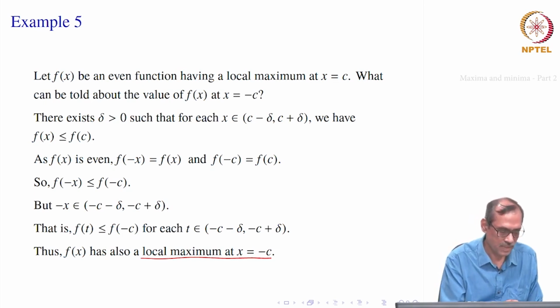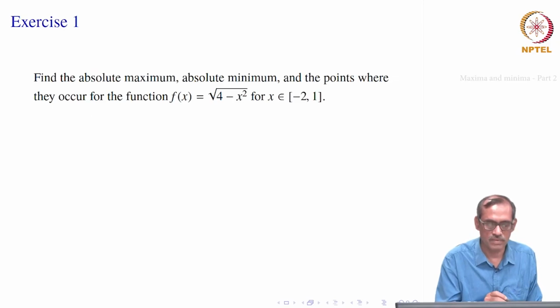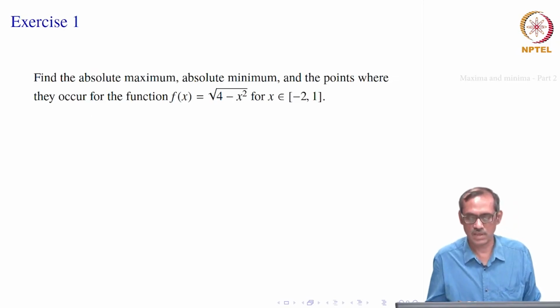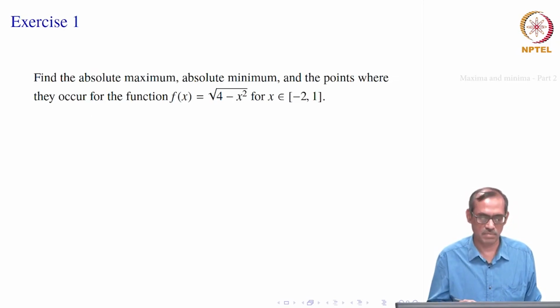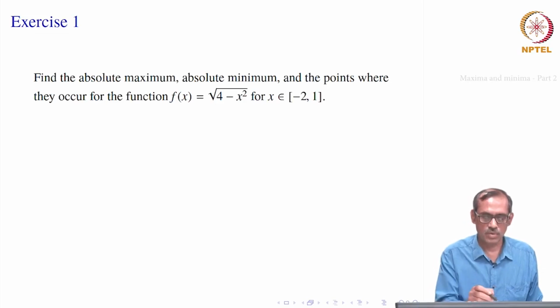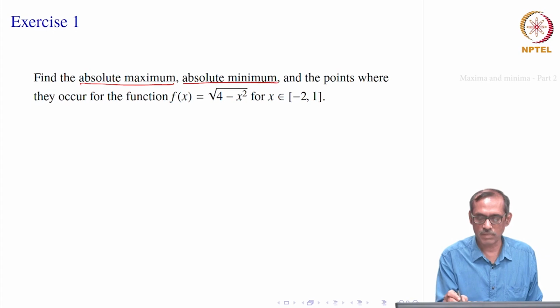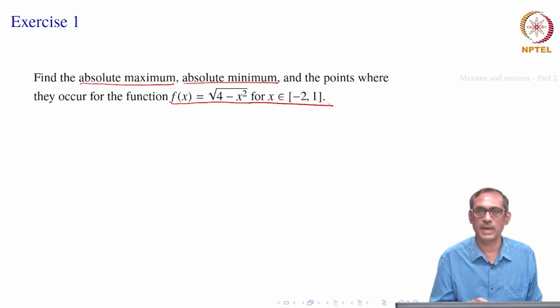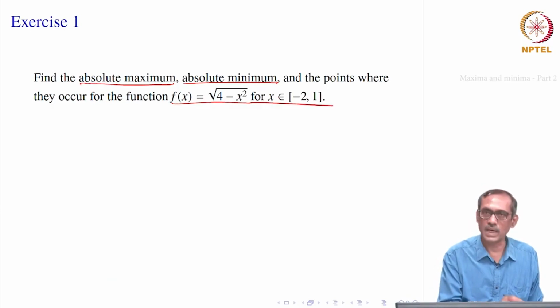Is that fine? Okay, so let us solve some more problems and see how this idea was exploited. We are required to find the absolute maximum, absolute minimum and the points where they occur for the function f of x equal to square root of 4 minus x square, where x belongs to minus 2 to 1. So, all that we have to do is find the critical points and so on, and the end points.